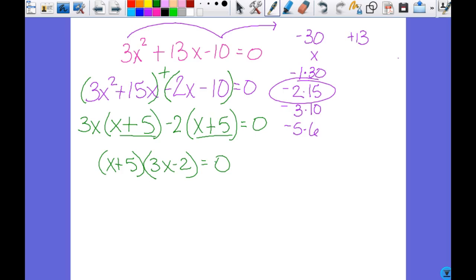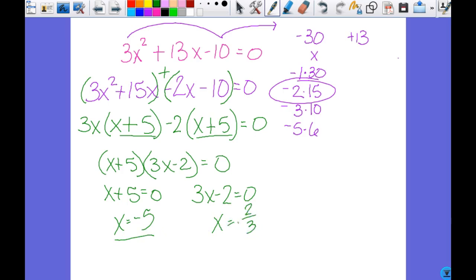So am I done? No. So now I do x plus 5 equals 0, and 3x minus 2 equals 0. So x equals negative 5, and x equals 2 over 3. Okay, there are my two x's. Is it positive or negative? This is positive because I would add the 2 over here and then divide by 3. Everybody okay with that? We good?